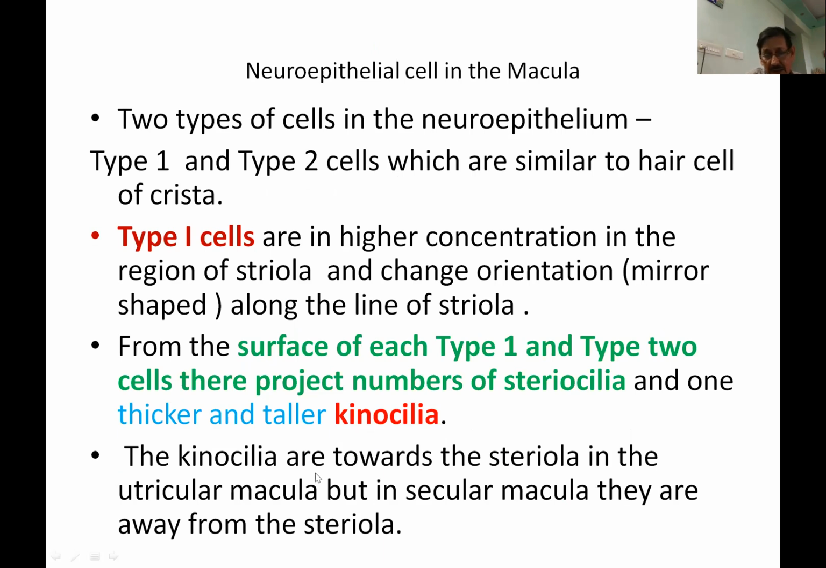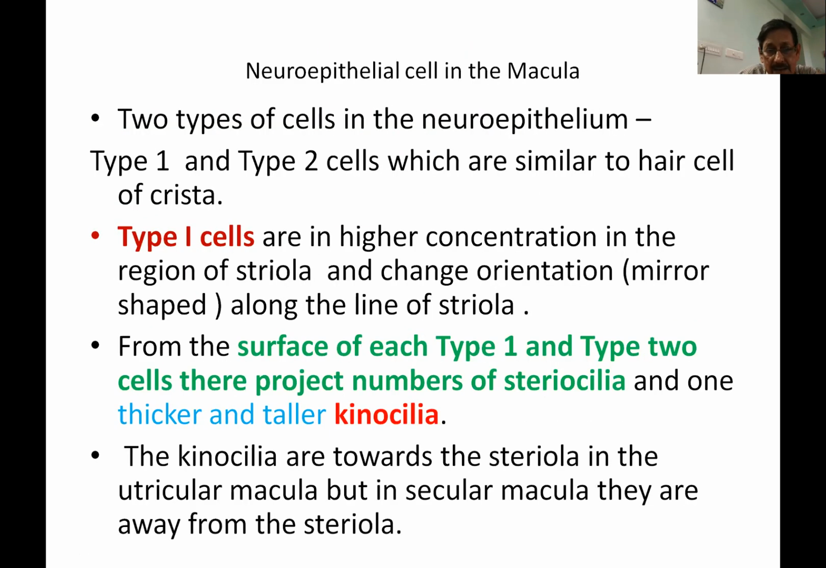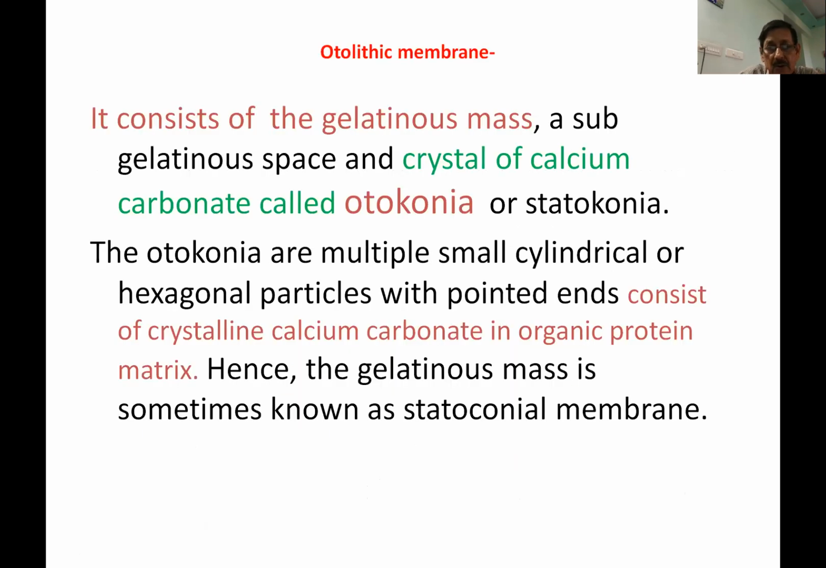The kinocilia are towards the striola in the utricular macula, whereas in the saccular macula they are away from the striola. That means the arrangement of the cilia is different.